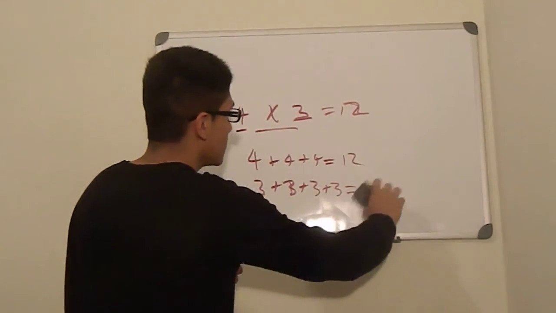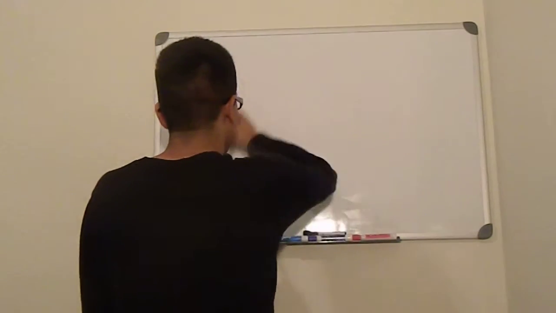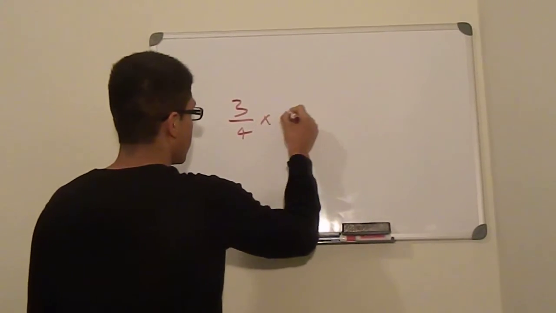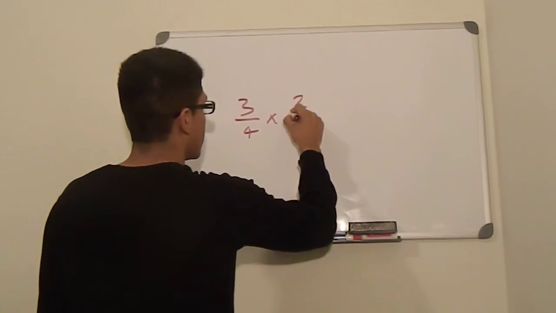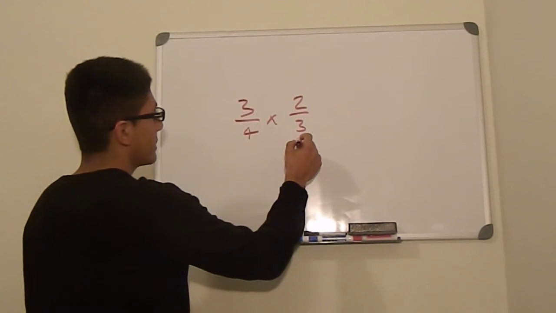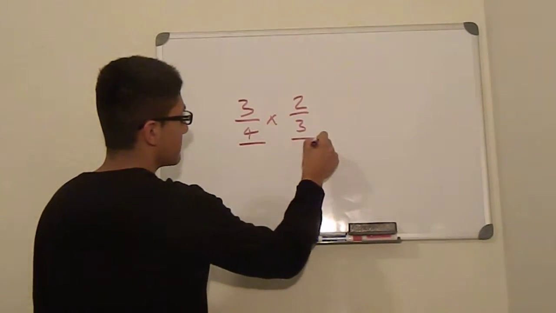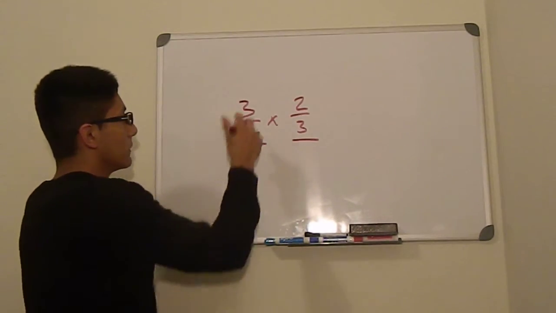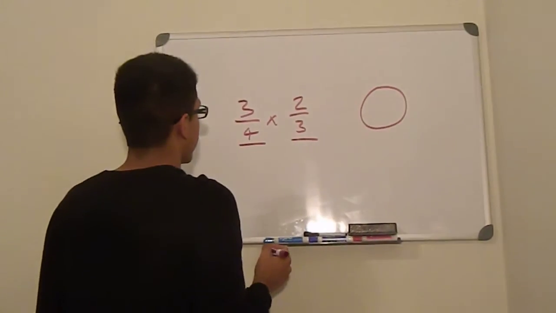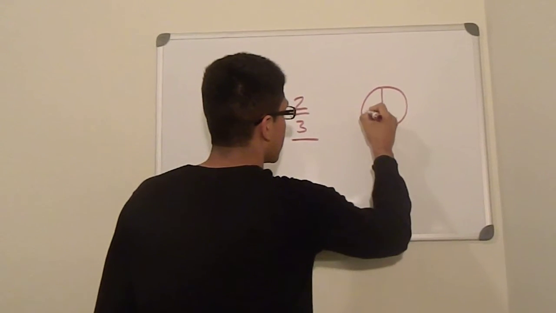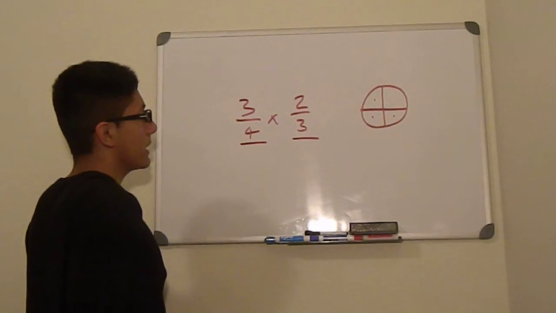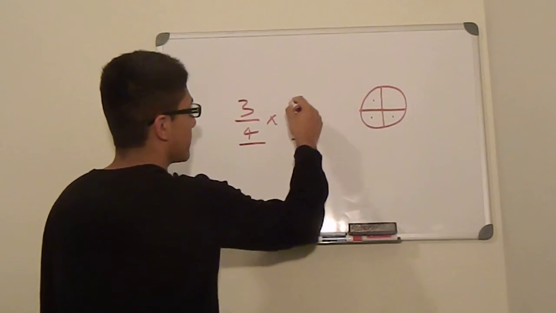Alright, so if we go back to the fraction problem, 3 over 4 multiplied by 2 over 3. Now we either want to take this number this many times. And so let's write this number out. Let's try it in a pie graph. So we're going to have this one here, and this one here. But we want it this amount of times.